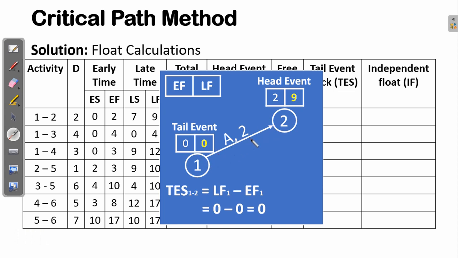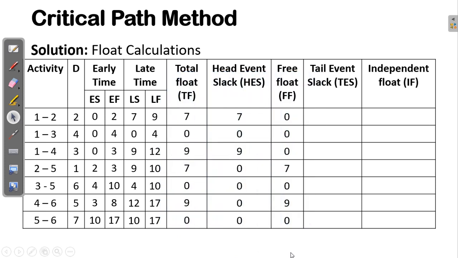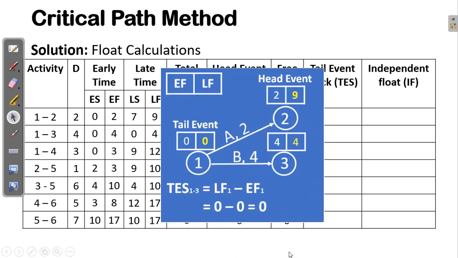The tail of activity A is at this node 1, which is 0 minus 0, so we are going to have 0. For the other tails, the tail for activity B is here. We have the same tail, so we are going to have 0 minus 0 again, which is 0. Proceeding, this one is going to be the tail for the next activities here, which are D and E.